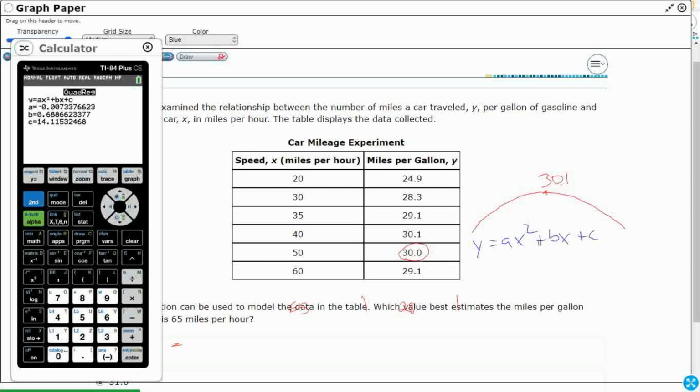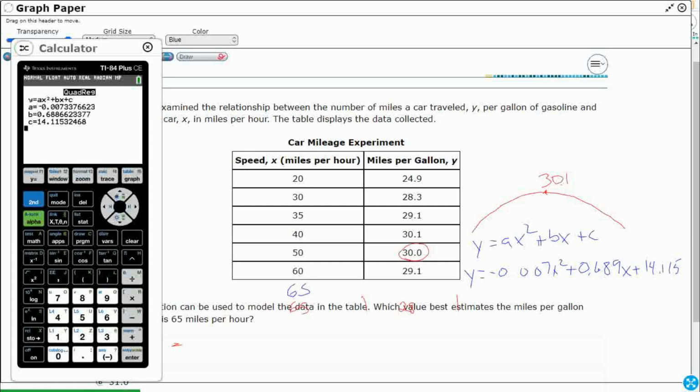The regression model says a equals negative 0.007. So y equals negative 0.007x squared plus b, which is 0.689, rounding to the thousandths, so 0.689x, plus our c, 14.115. So that's our standard form there. Now, how does that help us? Well, let's plug in this 65.